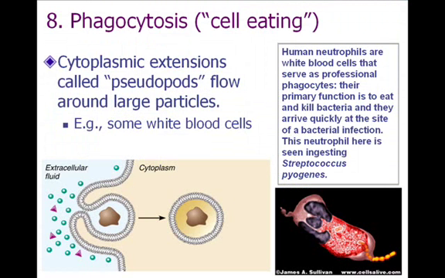Start with phagocytosis or cell eating. Here we have the cytoplasmic extensions called pseudopods. They'll flow around large particles, such as some white blood cells, for example. There's the pseudopod there wrapping around it. And here is an actual example. There's the bacteria, this yellow part, and this is the white blood cell wrapping around that and ingesting that. So that's phagocytosis in action.